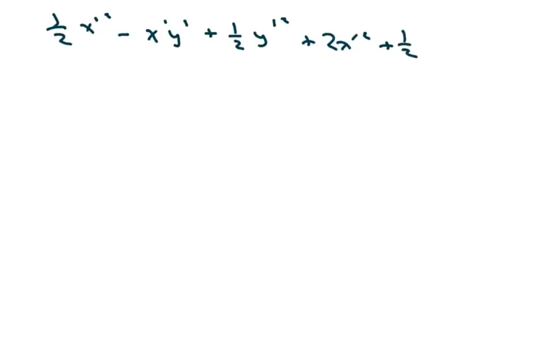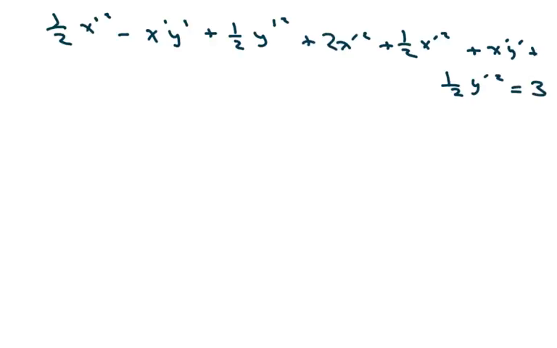So when I get that, this is what I'm going to get. 1/2 x prime squared minus x prime y prime plus 1/2 y prime squared plus 2 x prime squared minus 2 y prime squared plus 1/2 x prime squared plus x prime y prime plus 1/2 y prime squared equals 3.